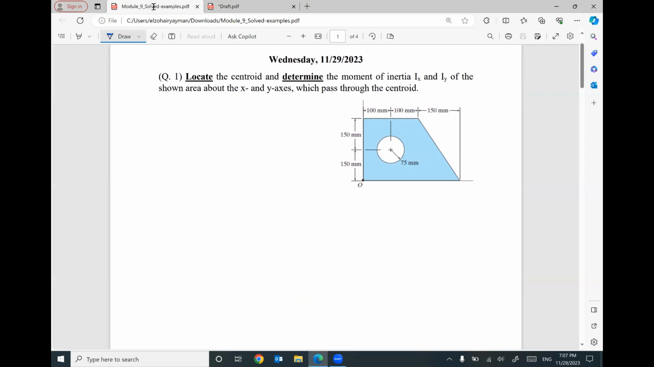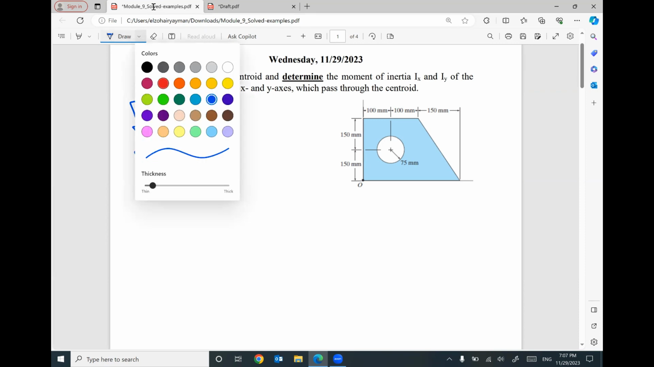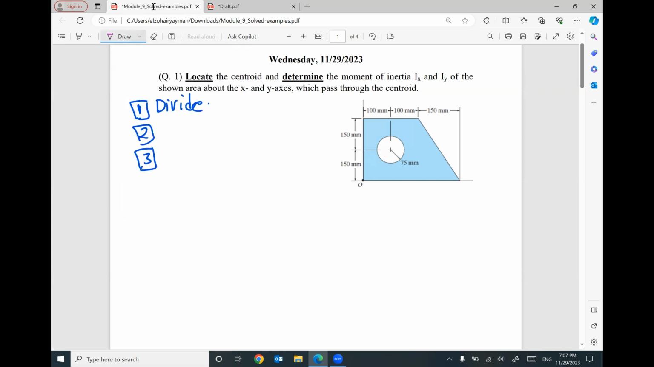Okay, first example, we are looking to locate the centroid of this area. We are given an area, looks like a trapezoid, with a circle as a hole. So we need to locate the centroid. If you remember, to locate your centroid, we have to apply 3 steps. First step, I need to divide. Looks like for me, I will divide this area into 3 parts.